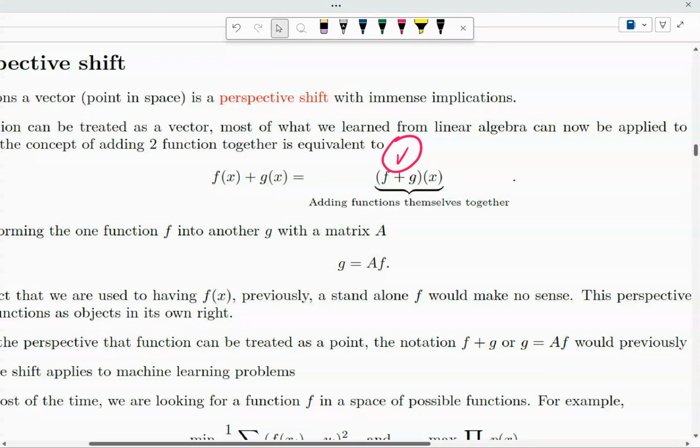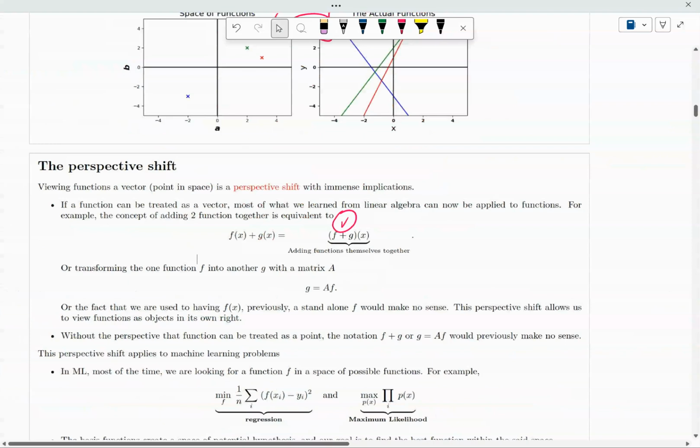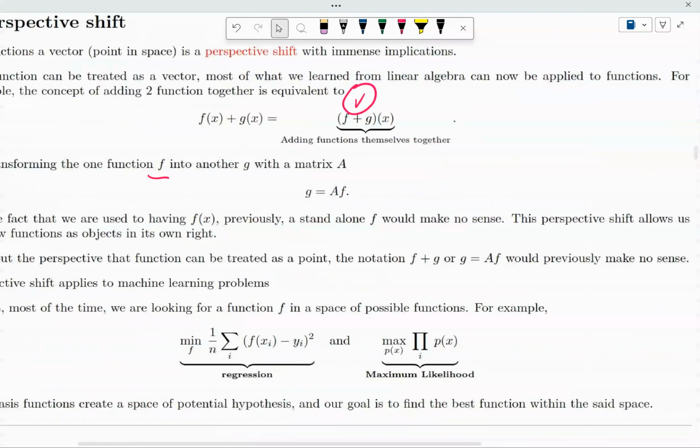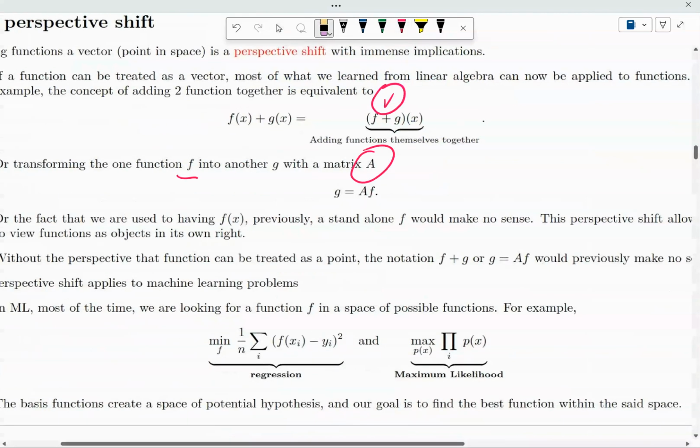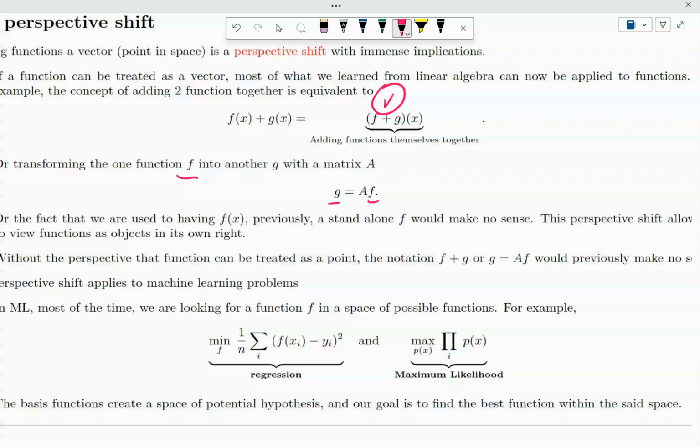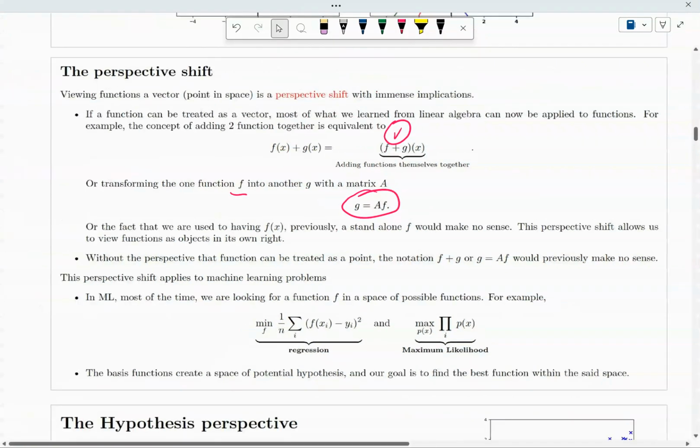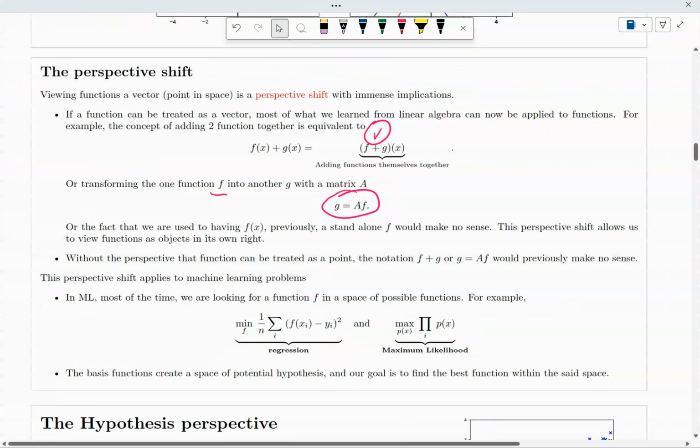And another thing is, well, you can transform, right? If you multiply f by a matrix A, then you transform f to another vector, right? So one vector to another vector. And when you do that, this is a function transformation. And the idea of transforming functions now starts to make sense.